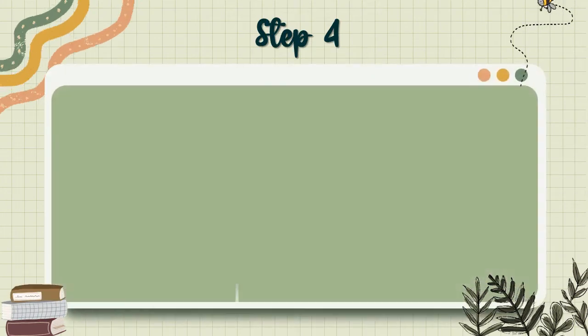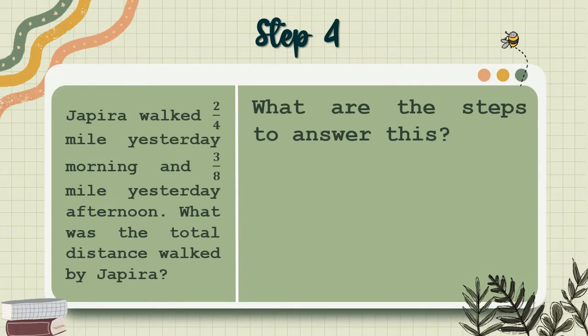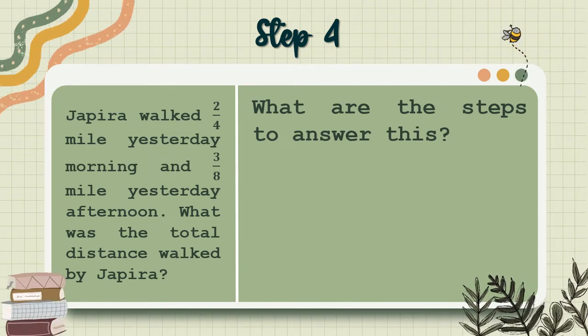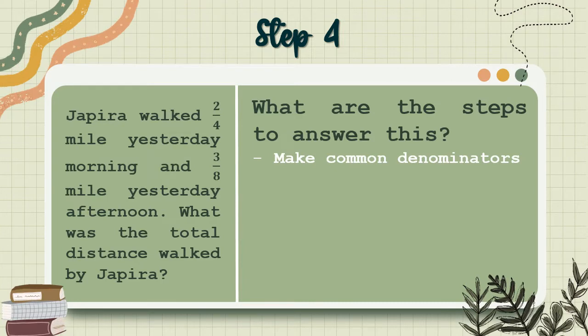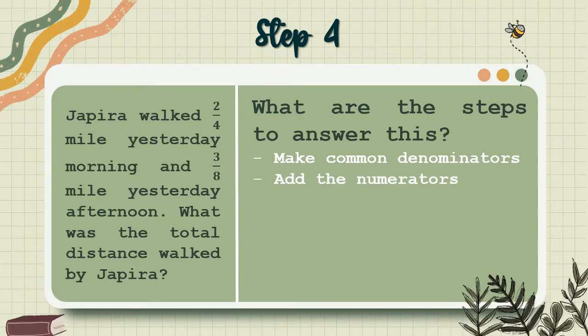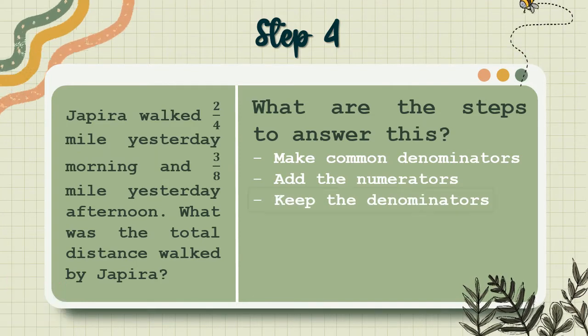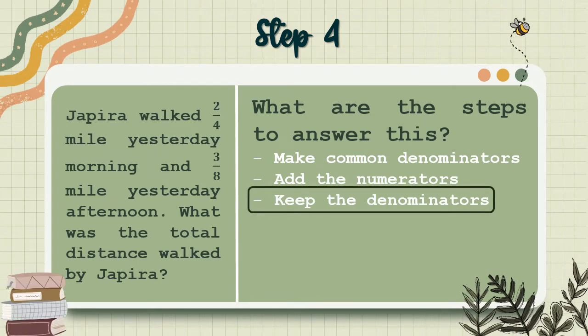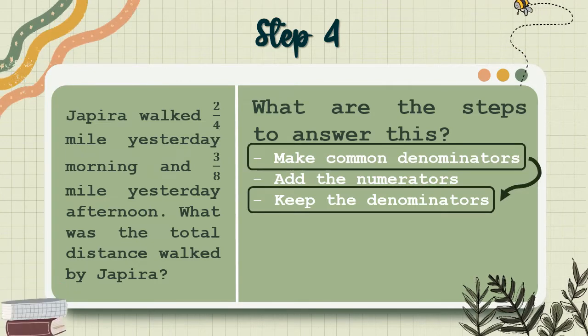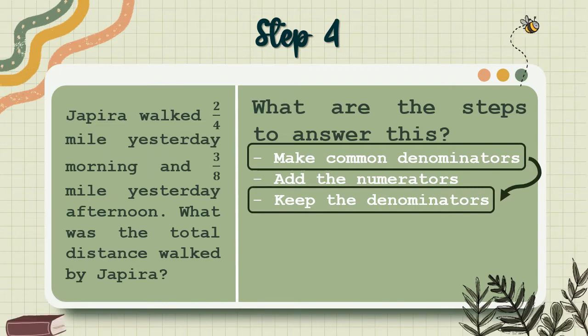Next, step 4. What are the steps to answer this question? We know that we need to make common denominators first. Then we'll add our numerators together, but we're going to keep the denominator the same. Whatever common denominator we get in the first part, we keep the denominators the same.